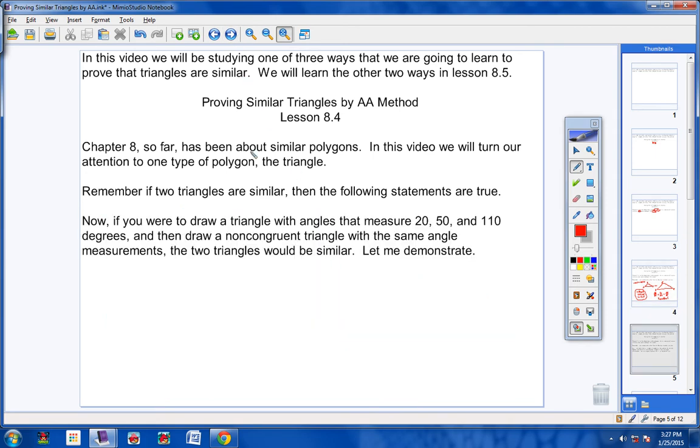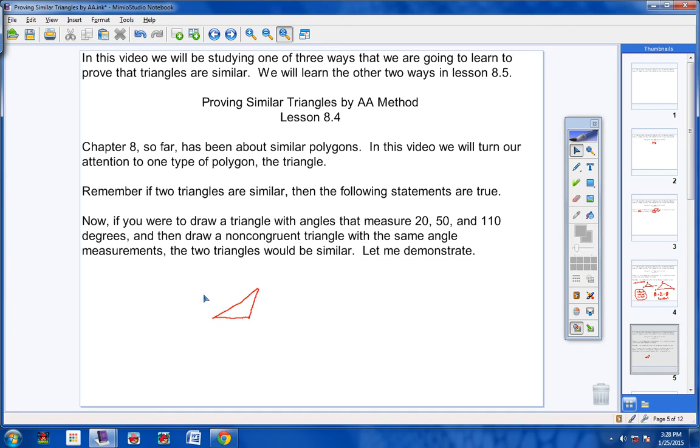Alright, moving on. Now, if you were to draw a triangle with angles 20, 50, and 110 degrees, and then draw a non-congruent triangle with the same angle measurements, the two triangles would always be similar. Always, okay? So, let me demonstrate this real quick. For example, and you can take notes on this or just watch. I'm going to draw an angle here. It's about 20 degrees. And then up here, we'll make this about 50 degrees. And then this angle here is about 100 degrees, okay?